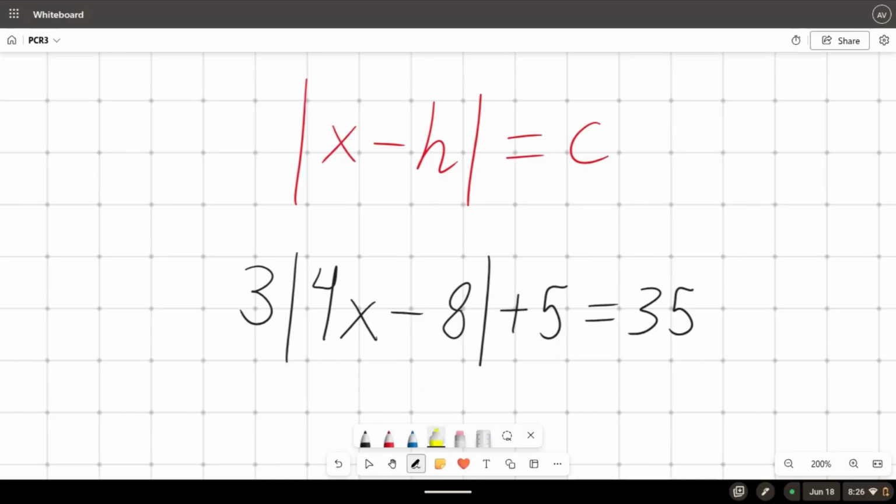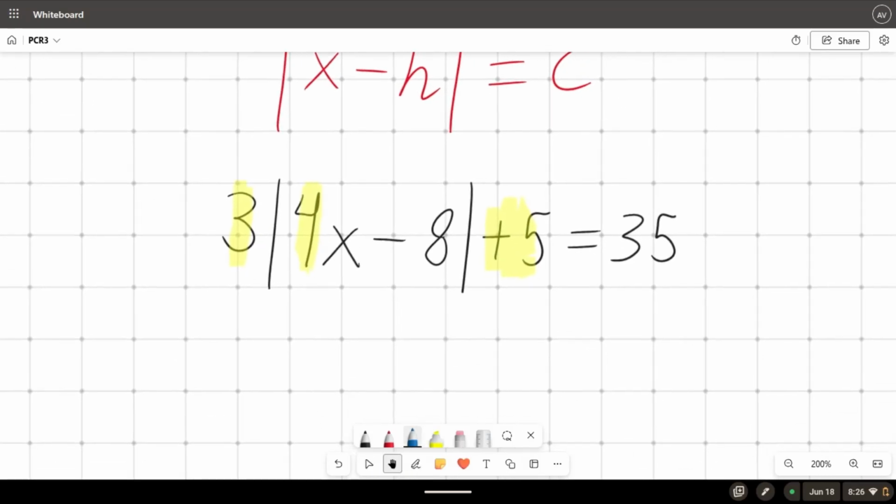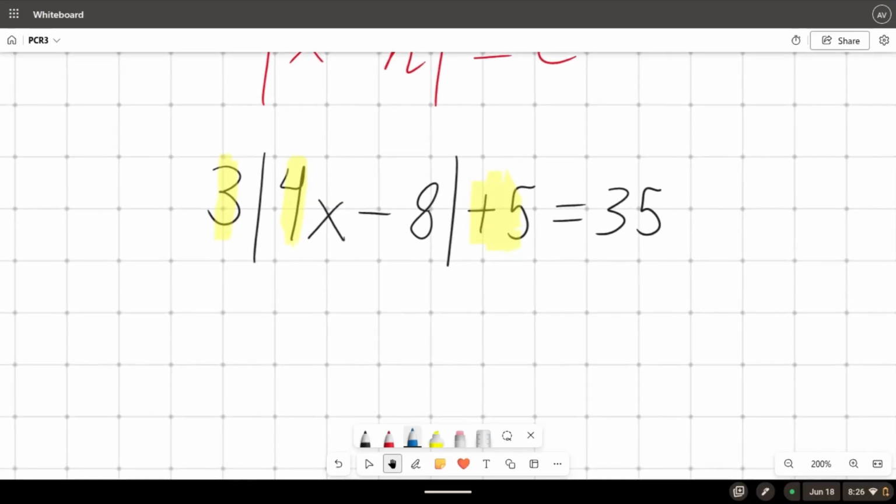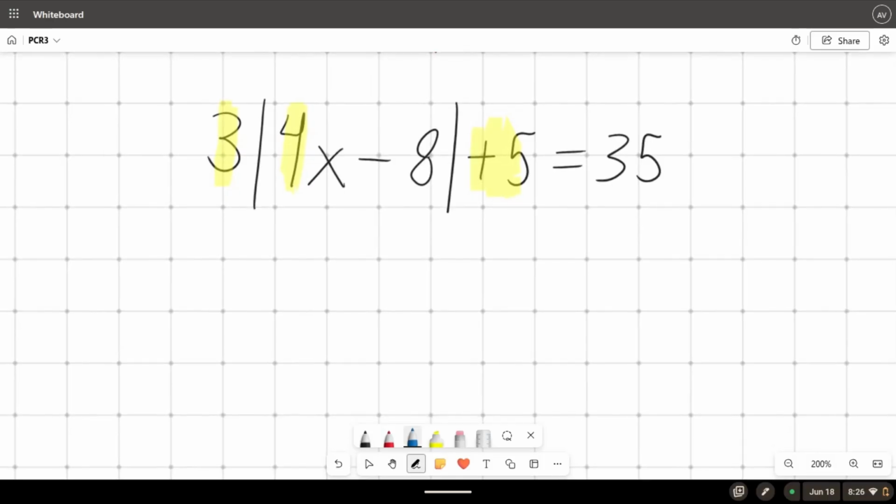I immediately notice 3 issues: this 3, this 4, and this 5. They all prevent us from being able to use the distance approach because of our form, the absolute value of x minus h is equal to c. So I'm going to do some algebraic manipulation to isolate the absolute value. We'll deal with the 4 at the end.